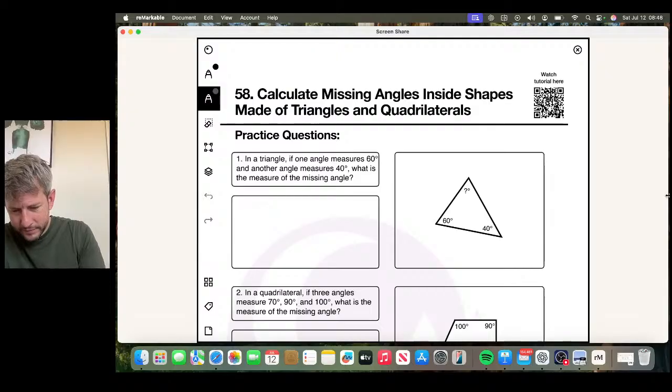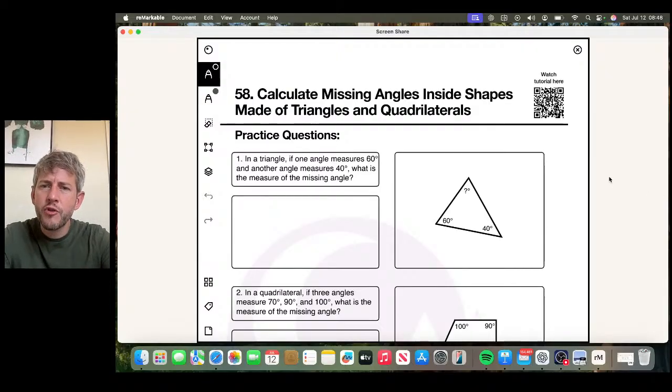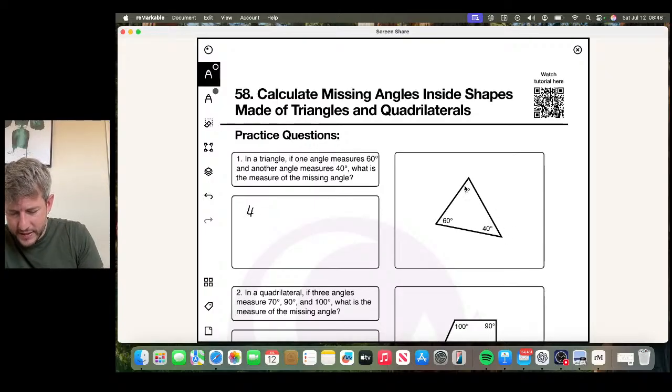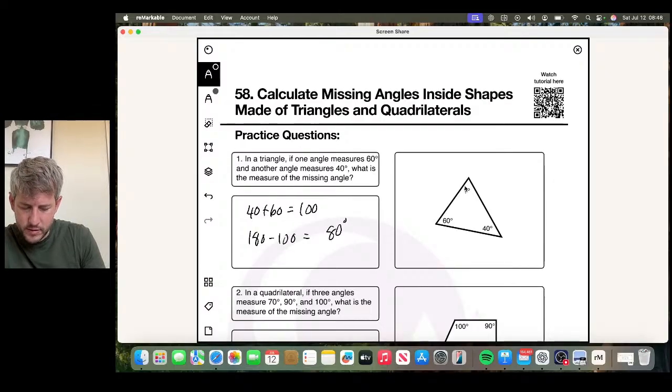In a triangle, if one angle measures 60 degrees and another measures 40 degrees, what is the measure of the missing angle? So here's the triangle they're talking about. 60 check, 40 check, missing angle. So 40 add 60 equals 100. 180 take away 100 equals 80 degrees.